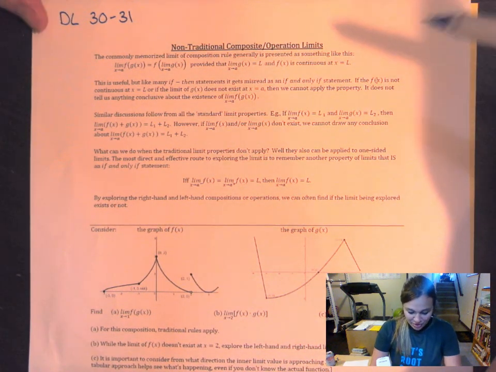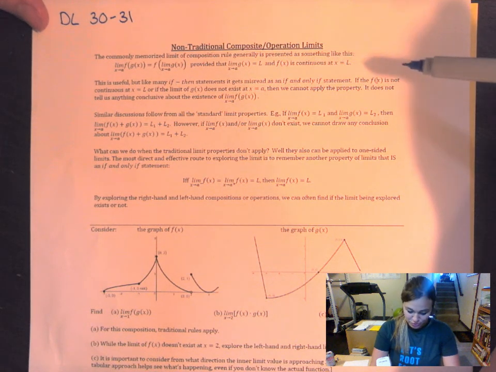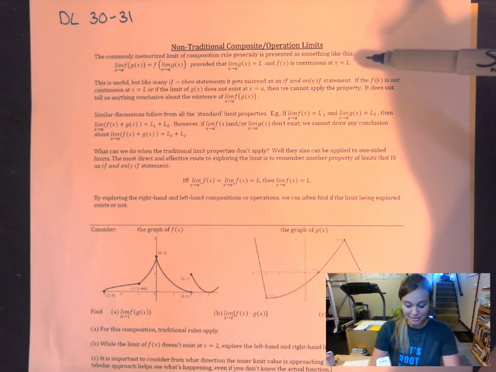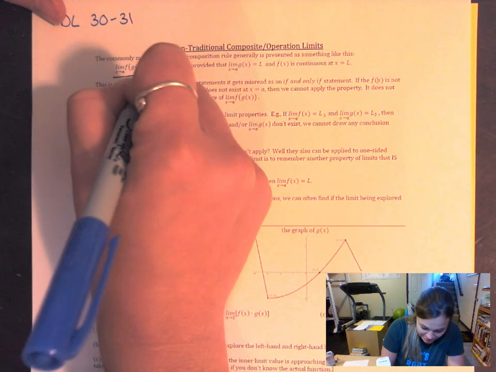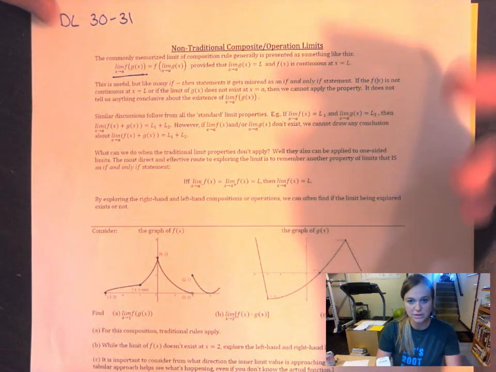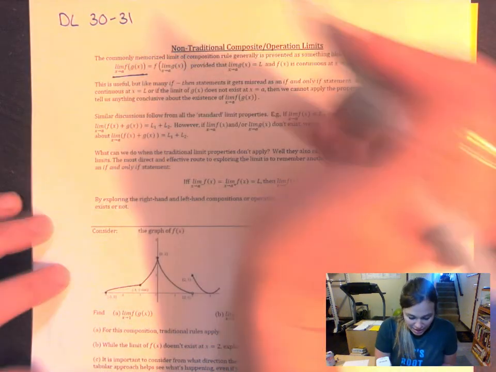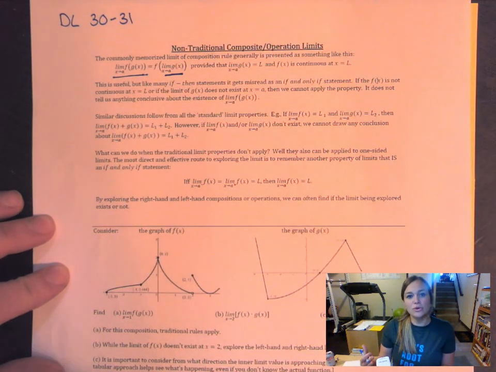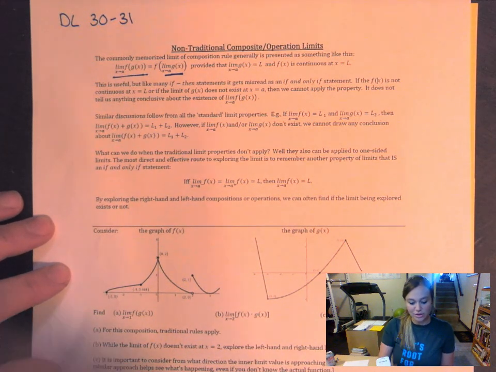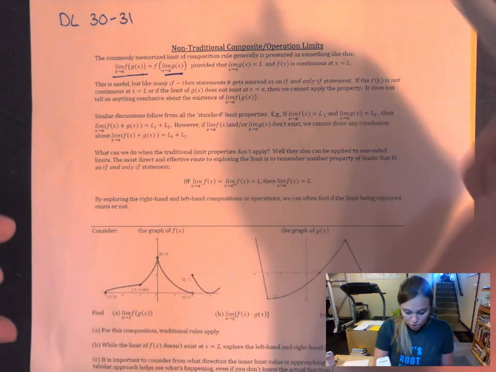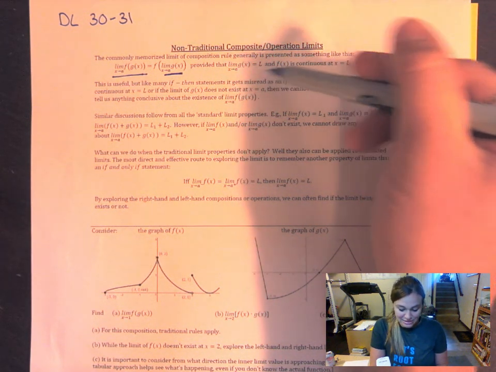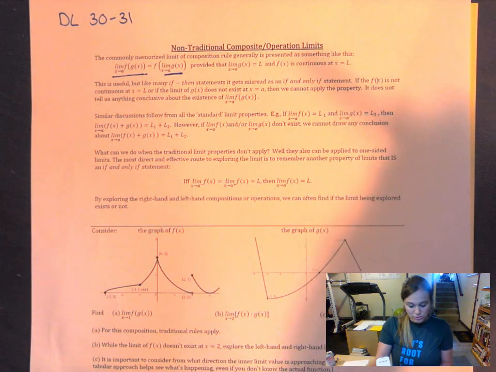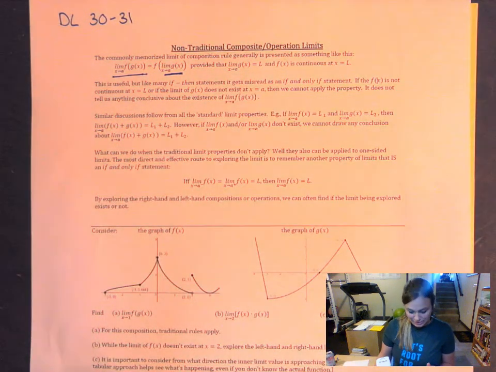So the first thing I want to talk about is the commonly memorized limit composition rule, which is generally presented something like this. If the limit as x approaches a of f of g of x, so that's what we're talking about, composition of functions, there's a function within a function, equals, what you do is you take the limit of the inside function and then whatever value you get, you just substitute in and find the function value for the outside function. It says provided that the limit as x approaches a of g of x is equal to L and f of x is continuous. So let me show you what I mean by that before I read through all the rest of these.